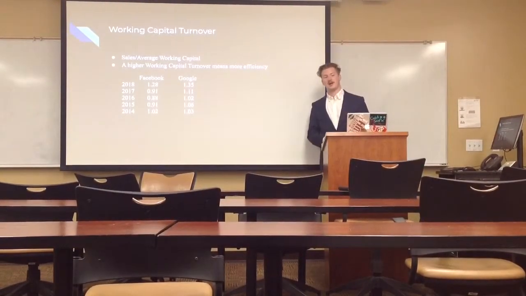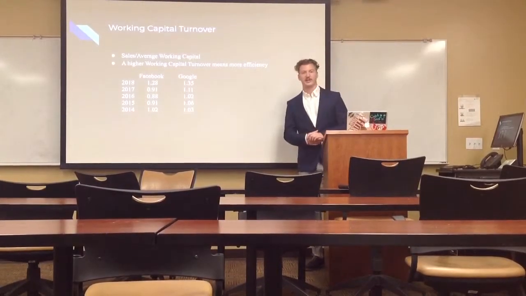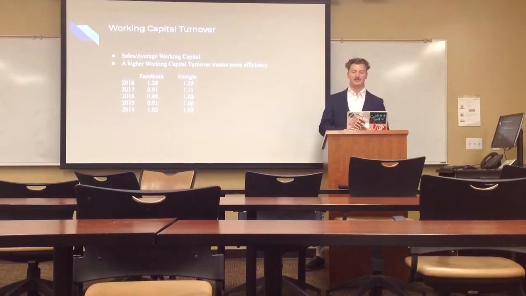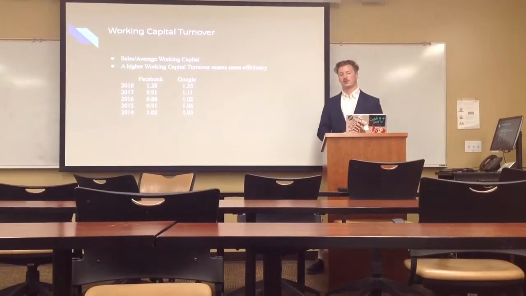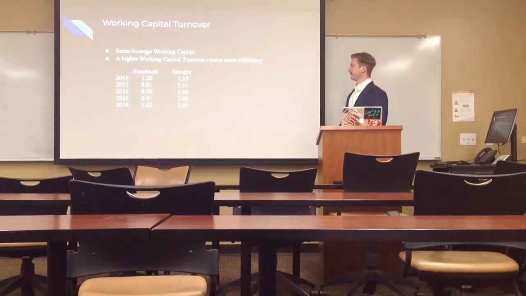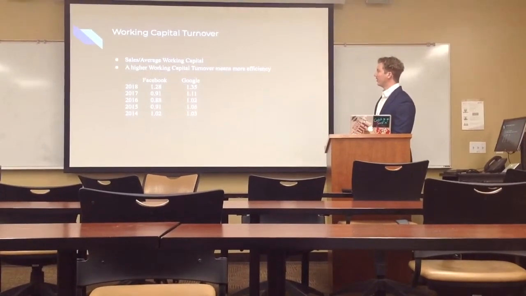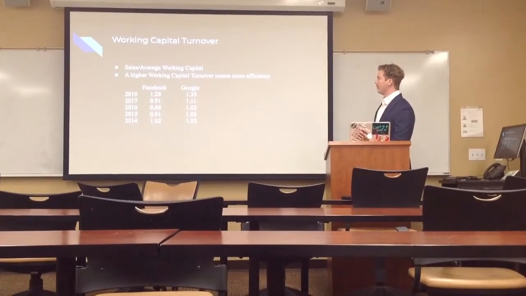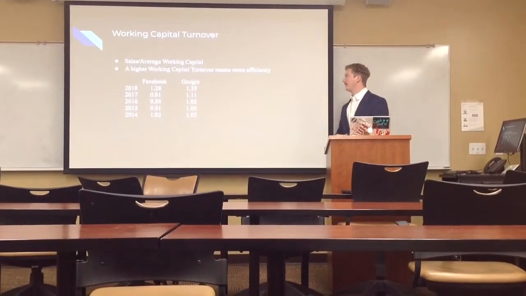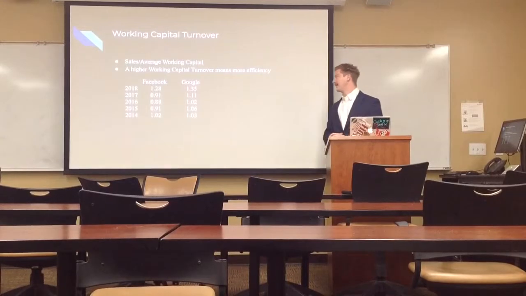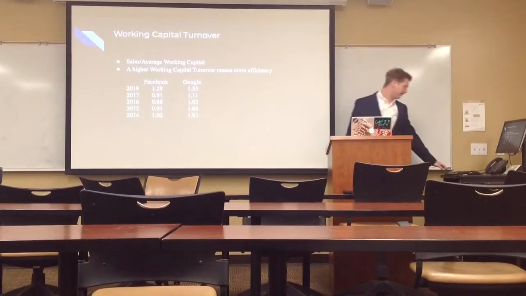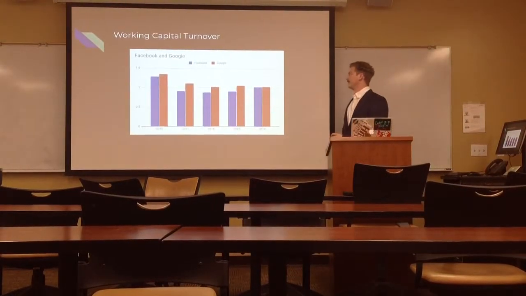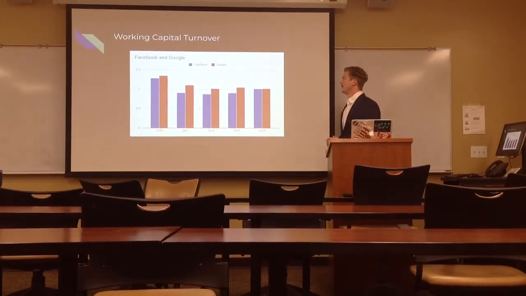The one that we're going to be focusing on today is working capital turnover. You calculate that by finding the sales divided by average working capital. For this ratio, a higher working capital turnover means more efficiency. As we can see here, Google has a higher ratio in every year, but the 2 are pretty close. But from this ratio, we can see that Google's running more efficiently. And on this graph, we have Google in red and Facebook in blue. As I just said, we can see that Google is higher in each year.